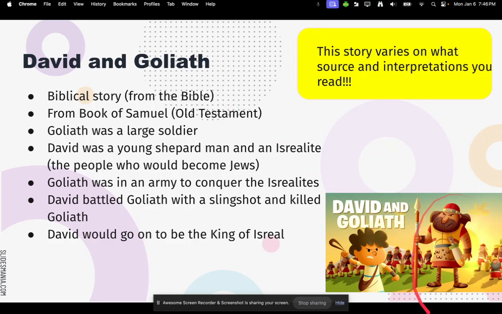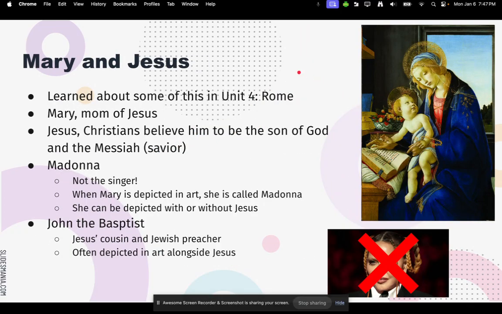Goliath is this really big, large soldier, and David is this really young shepherd and also an Israelite. Israelites are the people who would become the Jews. Goliath was in an army, and they wanted to conquer the Israelites, which is where David was from. David decided to battle Goliath by himself, and he was only armed with a slingshot and ended up killing Goliath. David would then go on to become the king of Israel. You will see this story a lot in Renaissance art.